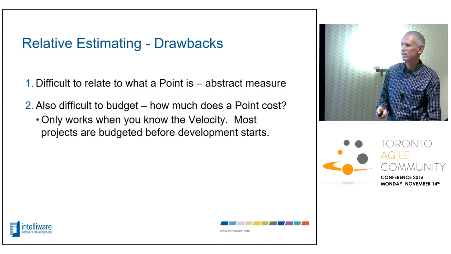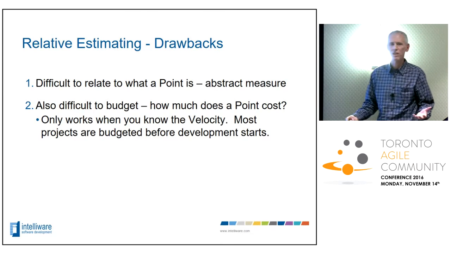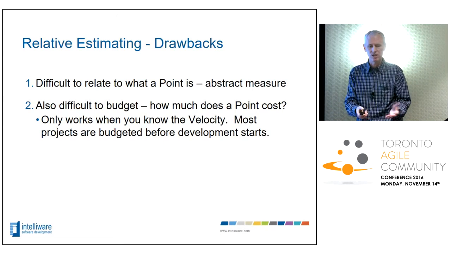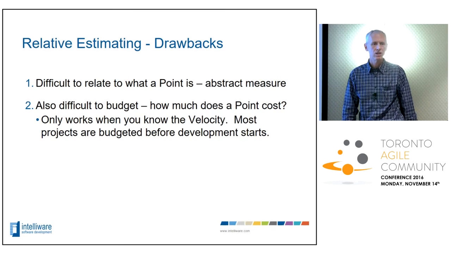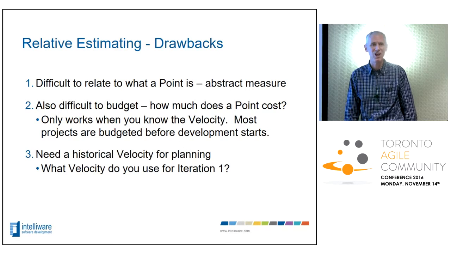Another challenge is it's difficult to budget. So how much does it cost, right? If you're trying to set out a budget for a project and the team's gone through and sized all the stories, 1, 2, and 3 points, and they tell you it's 100 points, that gives you no idea how much that's going to cost unless you know what the team's velocity is. And of course, at the beginning of the project, you don't know what the velocity is.